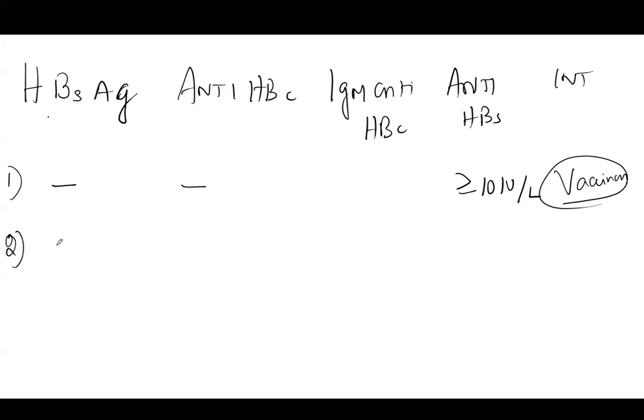Now, next scenario. HBsAg is negative. All right. But anti-HBC is positive. All right. Anti-HBC is positive. And anti-HBS antibody is more than 10 per liter. Now, this is... No, this is not immunization. In immunization, please be very clear. You will find only anti-HBS, nothing else.